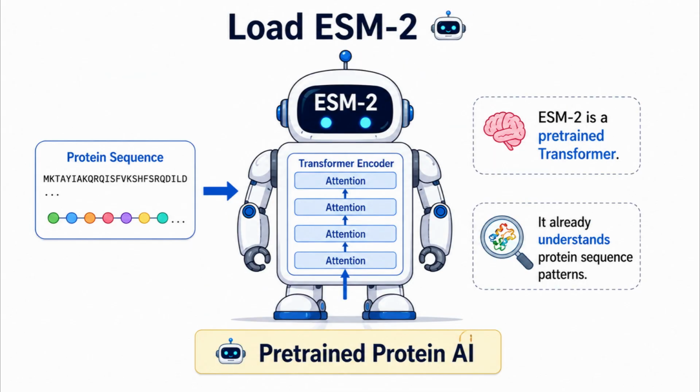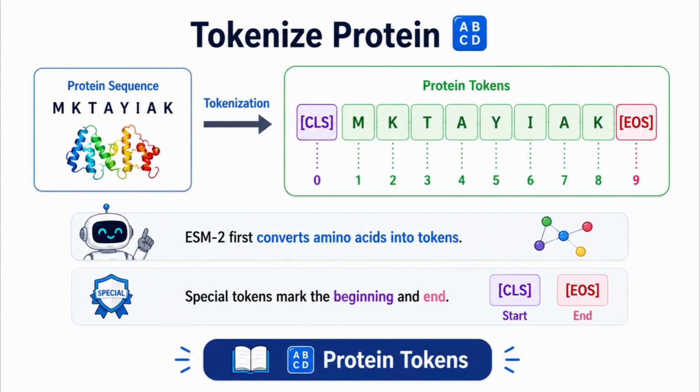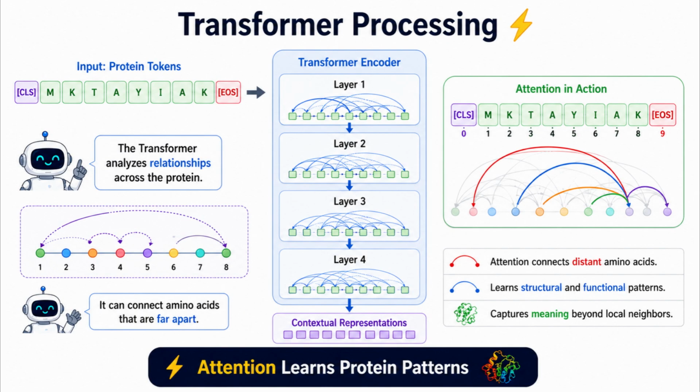ESM-2 is a pretrained transformer. It already understands protein sequence patterns. ESM-2 first converts amino acids into tokens. Special tokens mark the beginning and end. The transformer analyzes relationships across the protein. It can connect amino acids that are far apart.